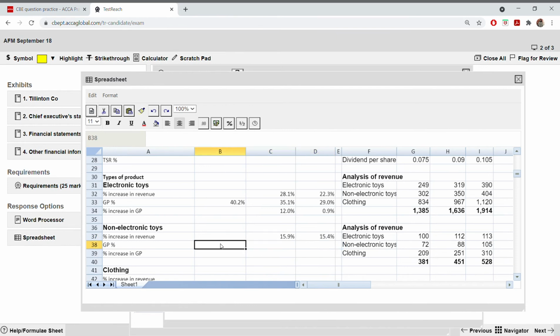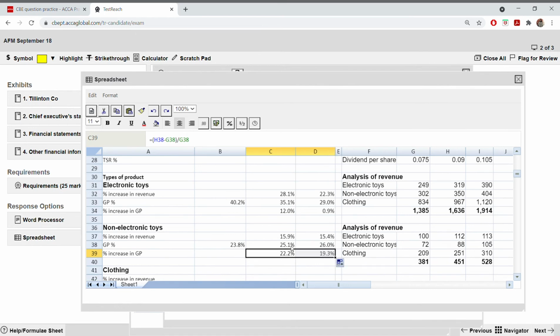Then gross profit. The second analysis of revenue is your gross profit. This divided by your sales in non-electronic toys. You take this in terms of percentage to one decimal place and then drag it to the others. The percentage sign has to come, and then increase in gross profit: this minus this, divide by this, take in terms of percentage.